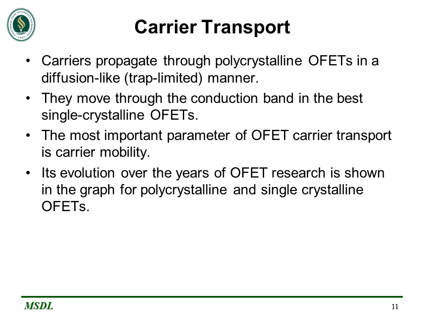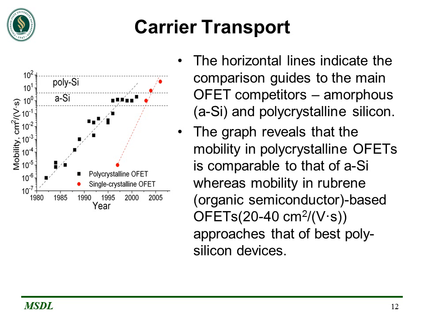Carriers propagate through polycrystalline organic field effect transistors in a diffusion-like manner. They move through the conduction band in the single crystalline organic field effect transistors. The most important parameter of organic field effect transistor carrier transport is carrier mobility. The evolution of carrier mobility over years of organic field effect transistor research is shown in the graph for polycrystalline and single crystalline organic field effect transistors.